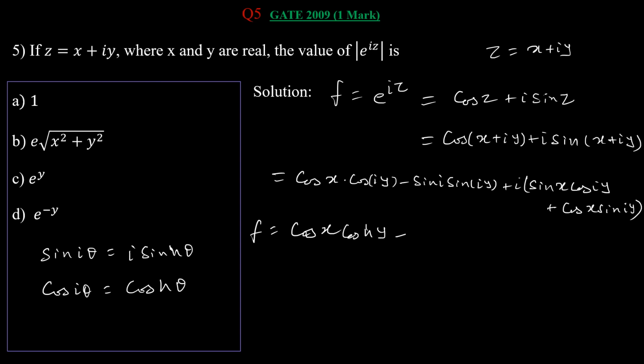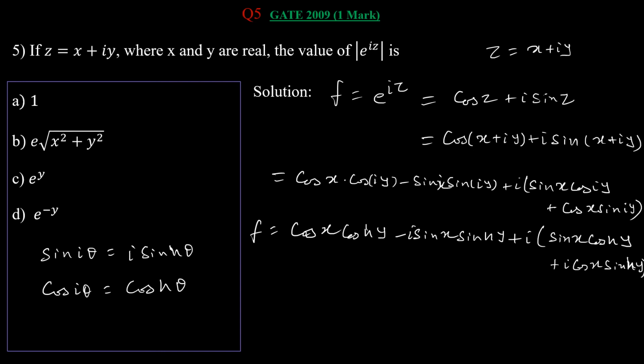minus sin x, and sin iy will be what? It is i sin hyperbolic y. Plus i. So it can be written in the same way, sin x and cos hyperbolic y, and plus i cos x sin hyperbolic y.